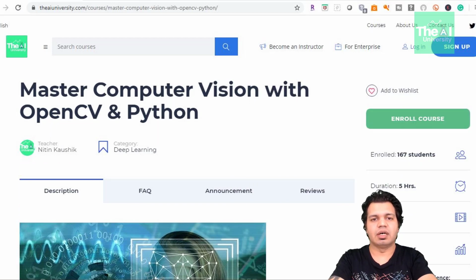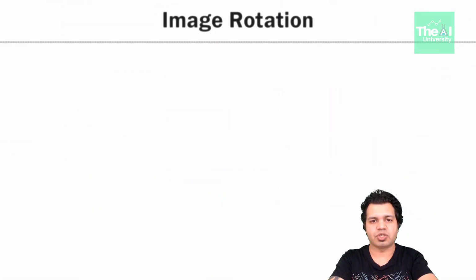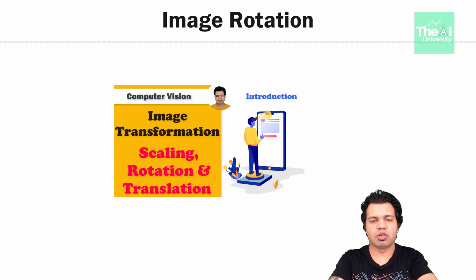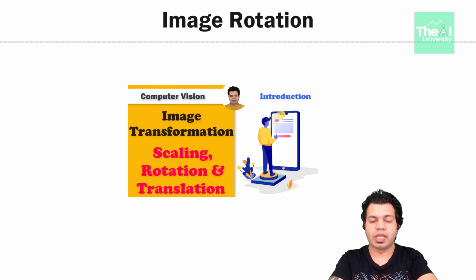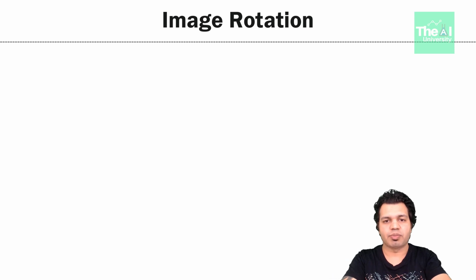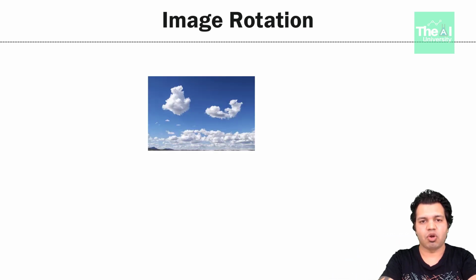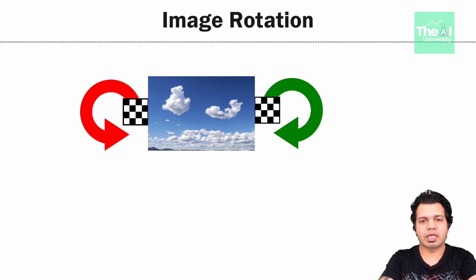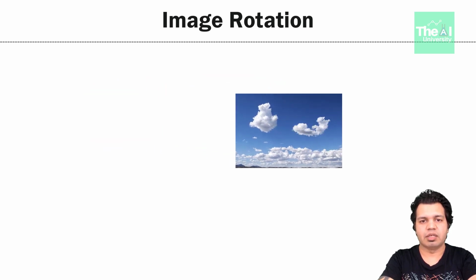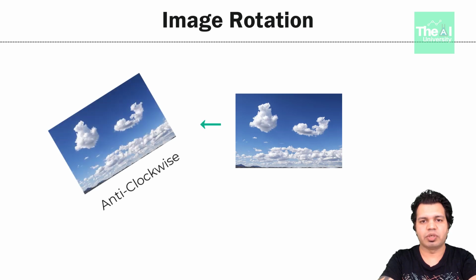So rotation is an affine transformation, and if you don't know what affine and non-affine transformations are, then watch the video, link of which is given in the I button above. As I told you in the previous video, image rotation is the process of rotating an image in the clockwise or anti-clockwise direction. Let's take an example to explain the concept. Here we have an image which we want to rotate in the anti-clockwise direction. This is how the image will look when we rotate it in the anti-clockwise direction.